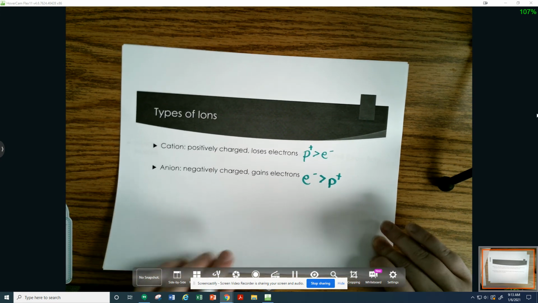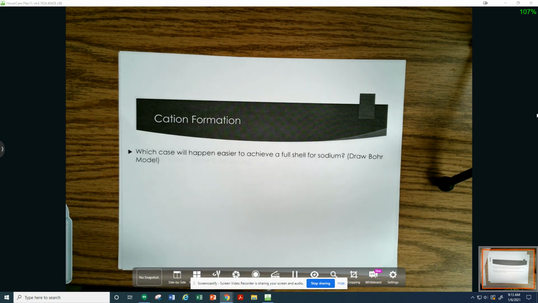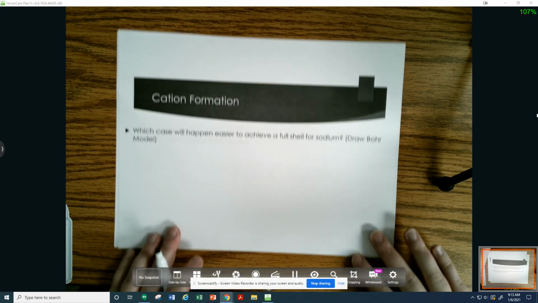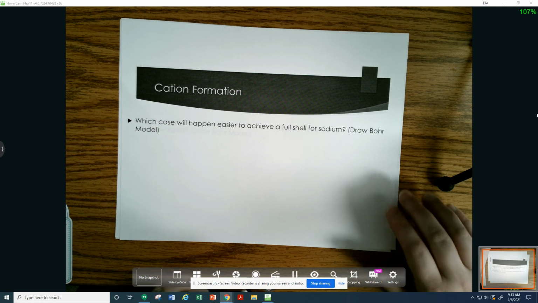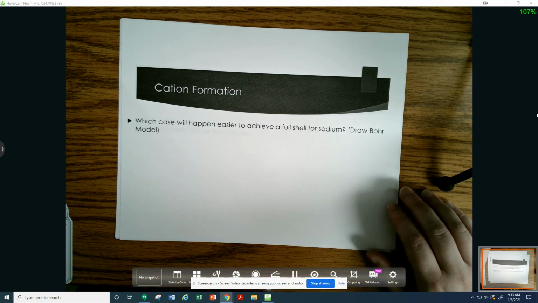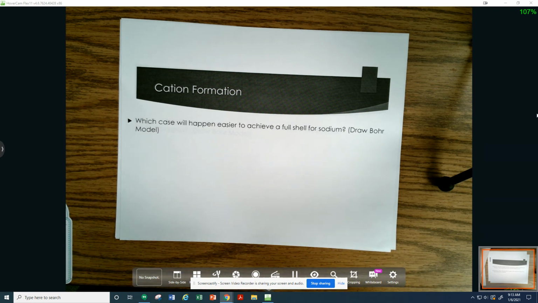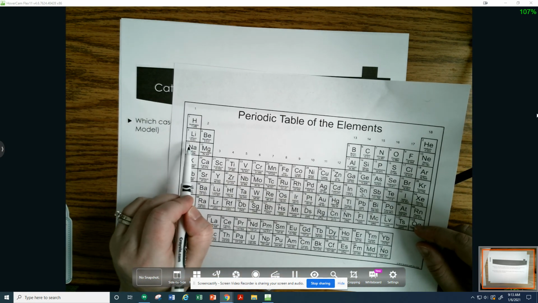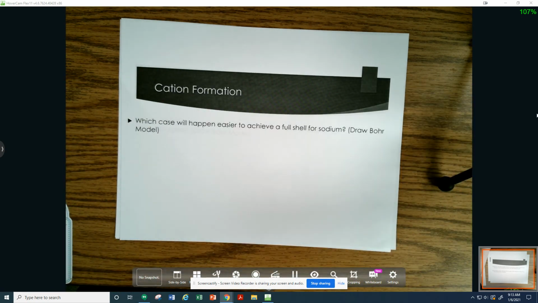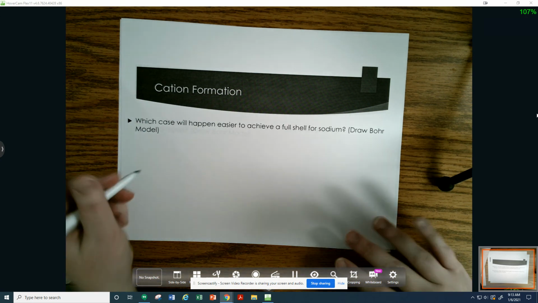This is just a review from last semester. What's new today is looking at what is easier for an element to do to get to that octet rule. The first thing we're going to do is work on it through the perspective of Bohr models. This one wants us to start by drawing the Bohr model of sodium. To do that, we're starting with a neutral sodium atom. Sodium is atomic number 11, meaning it has 11 protons, and to be neutral, 11 electrons.